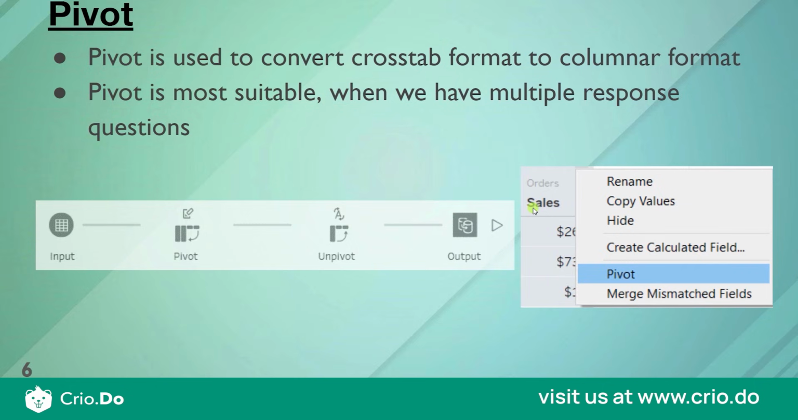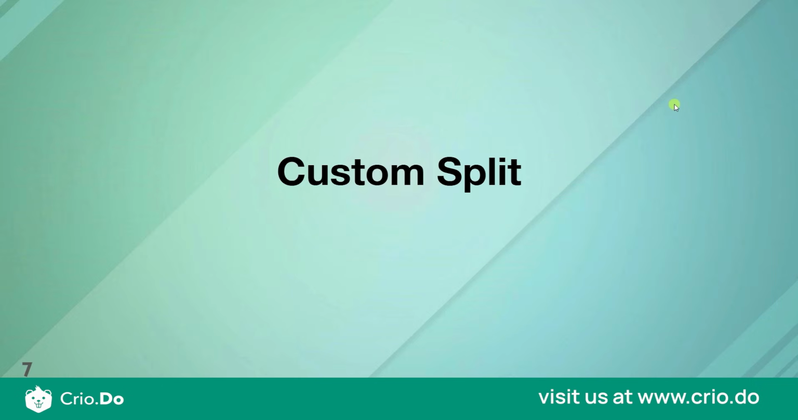So the output will be a table where you can see aggregated values according to the dimensions you use in the pivot. This one is more suitable when we have multi-response questions. That can be one example where you can pivot the data. If your data set contains multi-response questions, there can be a scenario where you might need to pivot the data for your analysis.